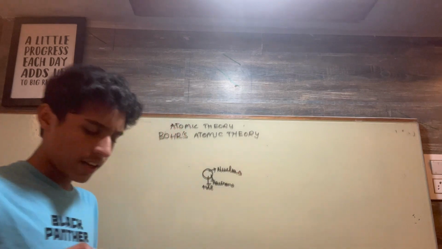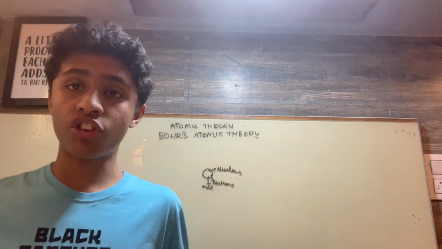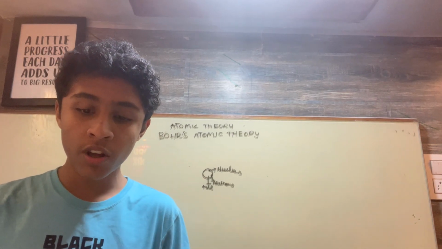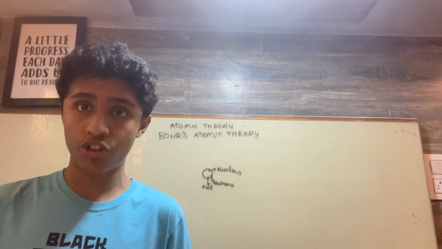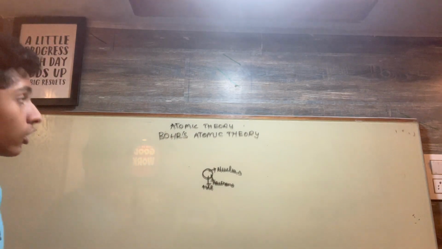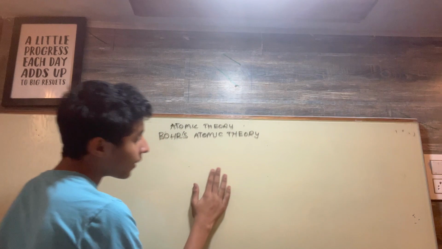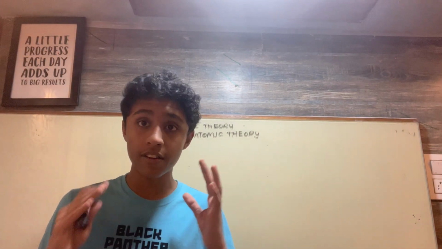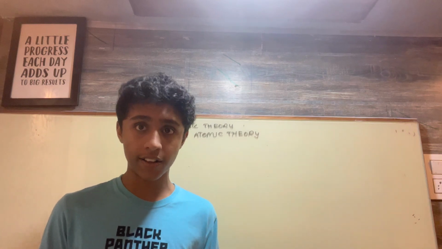But it wasn't really clearly defined how electrons are going to be there and what the diagram could possibly be, because Rutherford never made a structure. So this is where Bohr's atomic theory comes into play. He made a theory and a diagram which is still being used today, which means it's still correct.